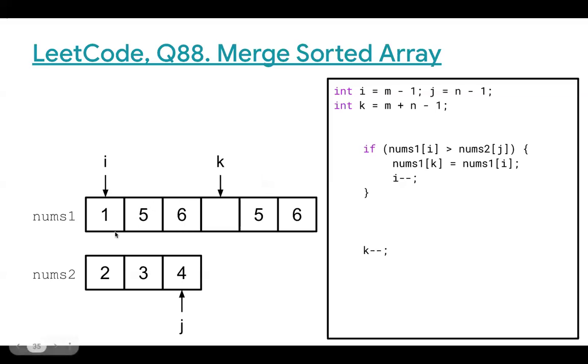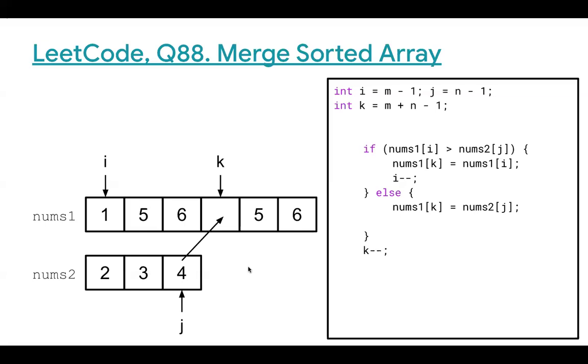All right. Okay, now this time i points to 1, j points to 4. Now 4 is larger than 1. Now I believe you know what we need to do next, which is we need to copy 4 to the position pointed by k, something like this. So we have an else branch here. We simply copy the element pointed by j to the position pointed by k.